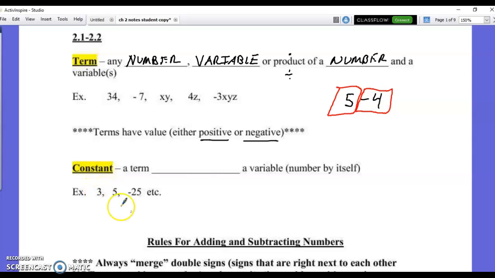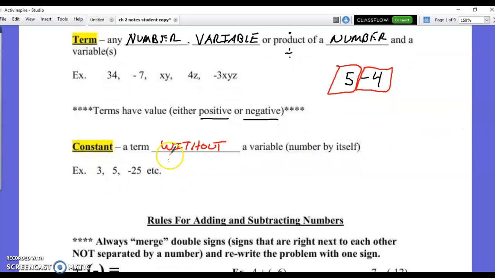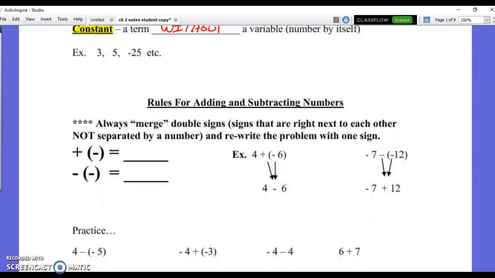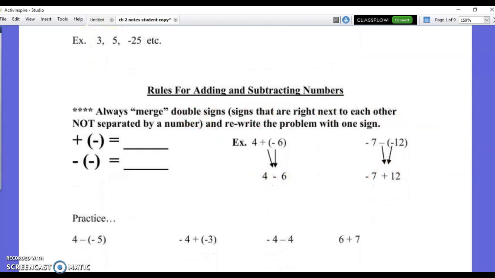Another word that you're going to hear is a constant. A constant is a term without a variable, or a number by itself. So 34 would be a constant, -7 would be a constant, these would not be. It's something that is not being affected by a variable if I multiply by it, so it stays the same. Okay, so rules for adding and subtracting numbers.